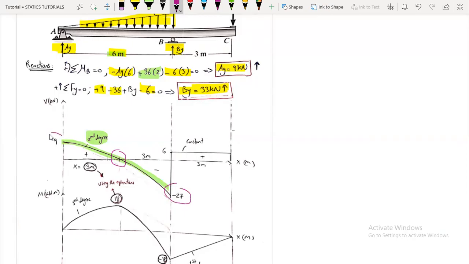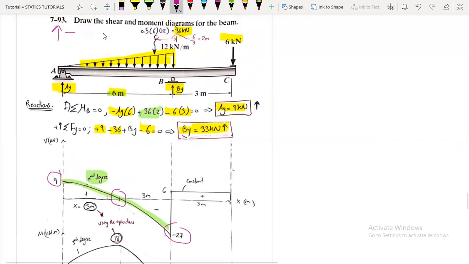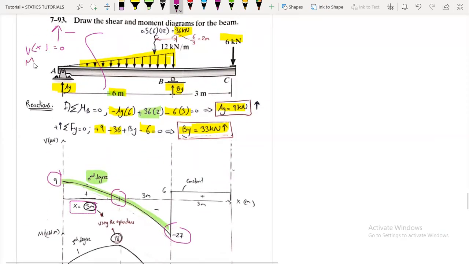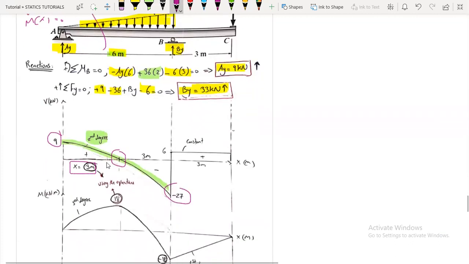So we know here it is 9 kilonewtons. Okay, so we will take a section here and get the Vx equation and equate it to 0, and we will find the intersection or the point where the shear is 0. It will be 3 meters. And then we are going to get the moment equation and say that at x equals 3 meters, how much is the value of moment? We will get from the equation 18.